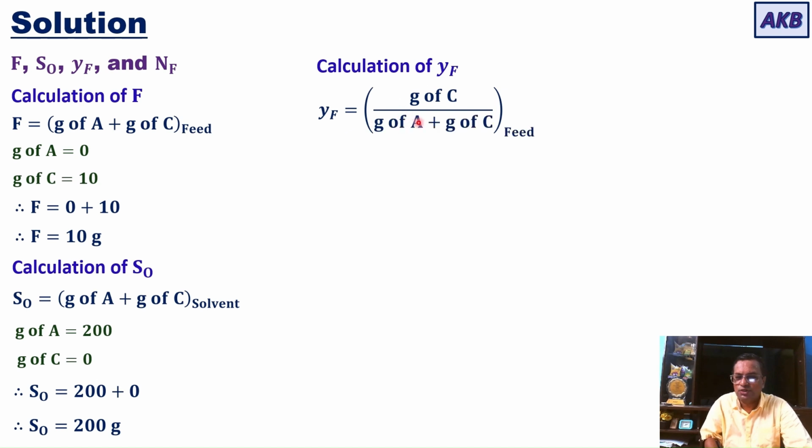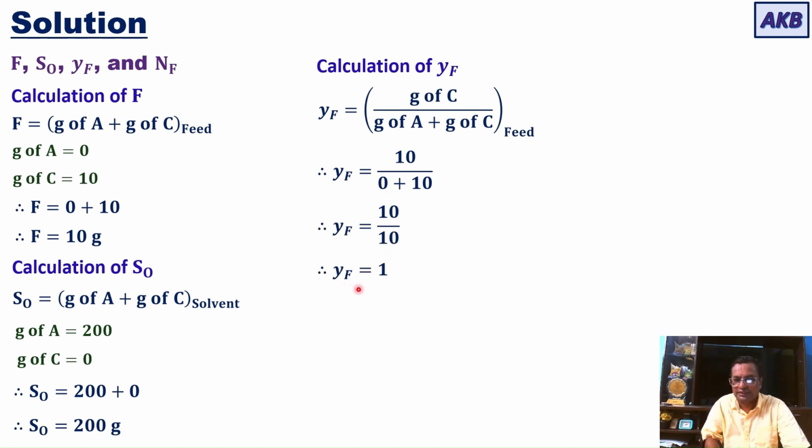Then, how to calculate YF? For that, we need to know how it is defined. So, small YF is gram of C per gram of A plus gram of C in the feed. And all these quantities are known to us. Therefore, YF will be equal to gram of C in the feed, which is 10, divided by gram of A in the feed, which is 0, plus gram of C in the feed, which is 10. So, this will be 10 upon 0 plus 10. That is YF is 10 upon 10. That is YF is equal to 1.